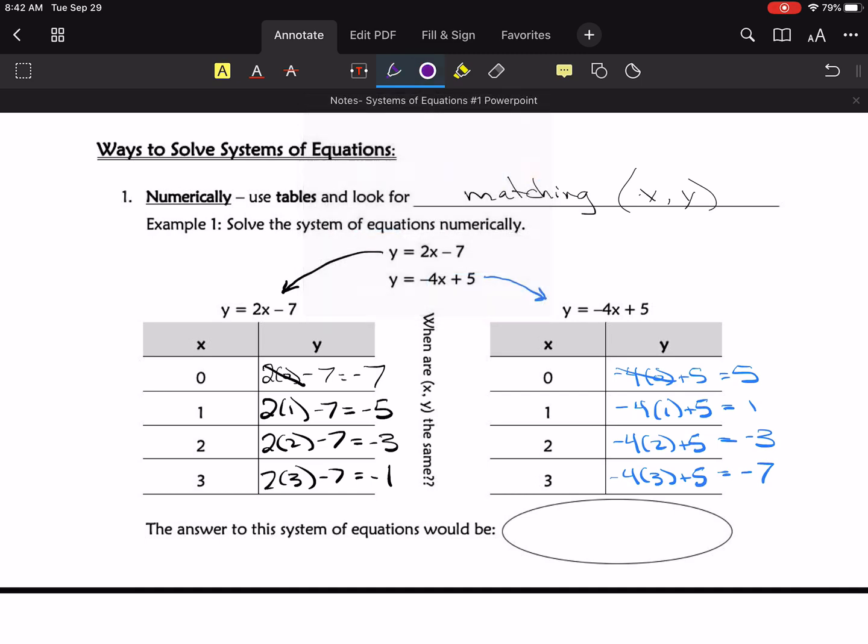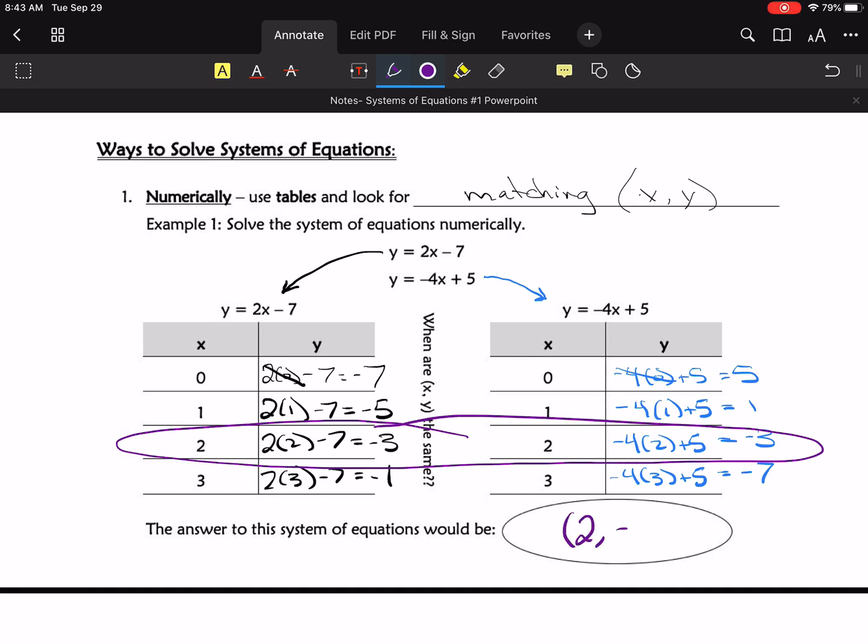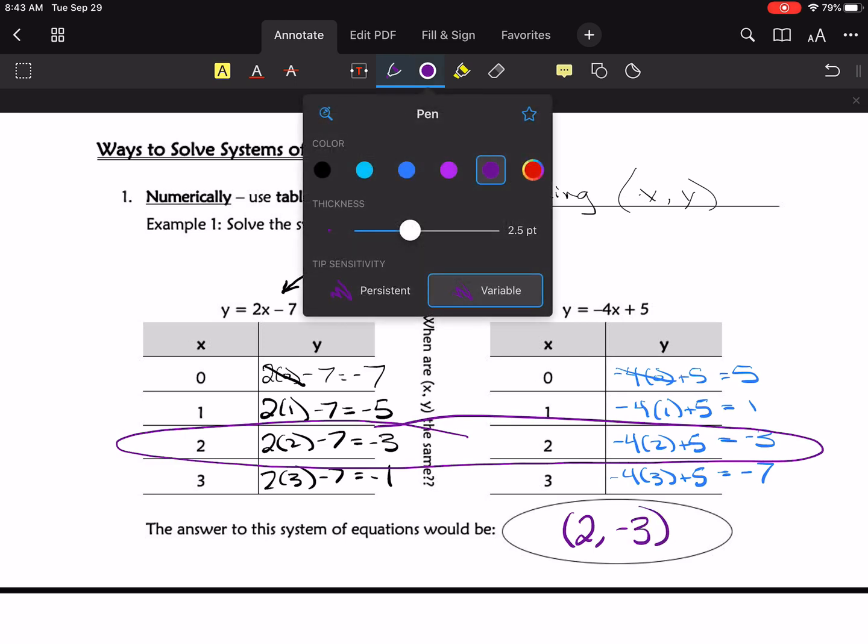Now, when I compare my two tables, I want to look for the same x, y. So when I look through both tables, I see that when x is 2, y is negative 3 for both of my equations. So that would be my answer. Now, when I write my answer, I have to make sure I write it as the ordered pair. So my answer would be x equaling 2, y equaling negative 3. Okay, so that's using tables.